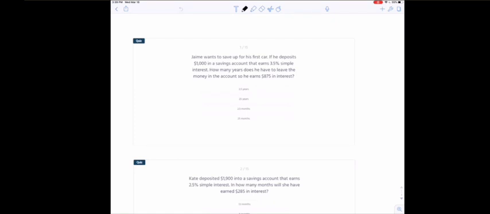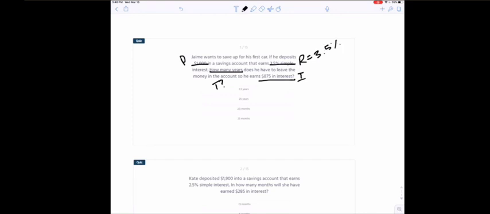It says, Jamie wants to save up for his first car. If he deposits $1,000 in a savings account that earns 3.5% simple interest, how many years does he have to leave the money in the account so he earns $875 in interest? So this question gives us deposits, which is principal, 3.5% simple interest, which is rate, and it asks us how many years, so we're looking for time, and it tells us he wants to earn $875 in interest, so that's my interest. So this one's pretty straightforward.